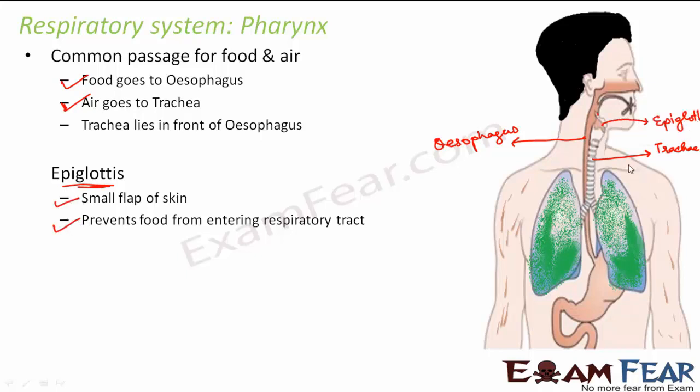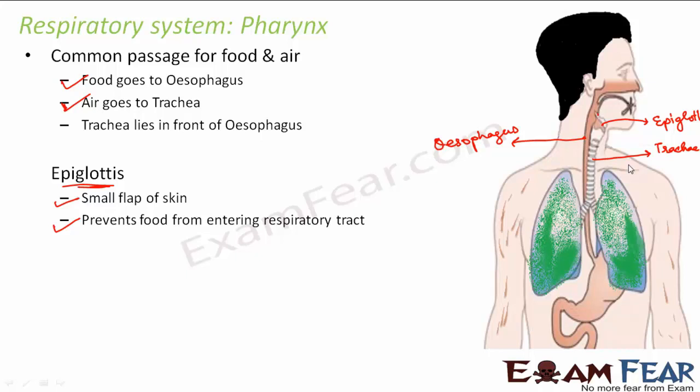So what does it do? It is kind of a door. If the door opens, the food can enter. If the door closes, the food can't enter. Now this epiglottis is always closed. It is an always locked door. Because of the presence of this small flap of skin, food can never enter inside the trachea. So epiglottis is the one which prevents the entry of food into the respiratory tract.